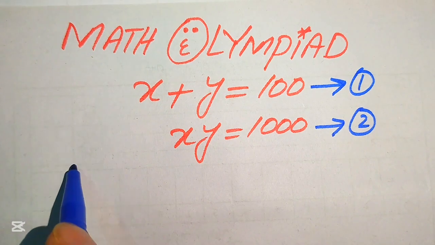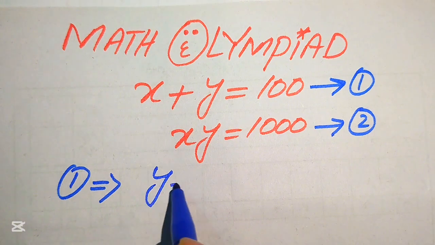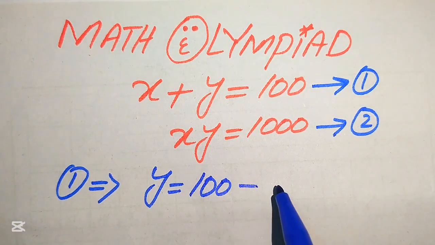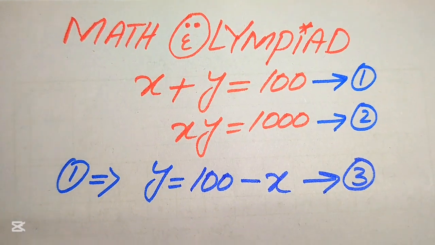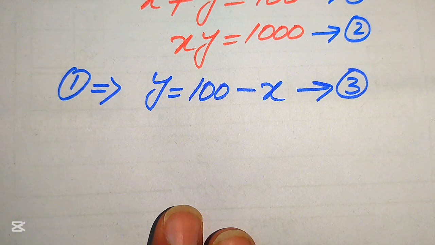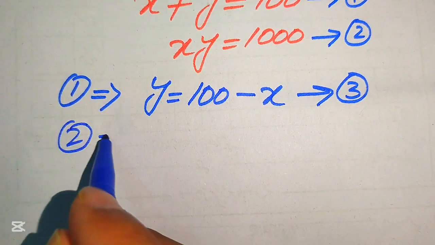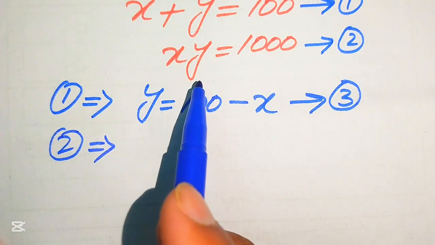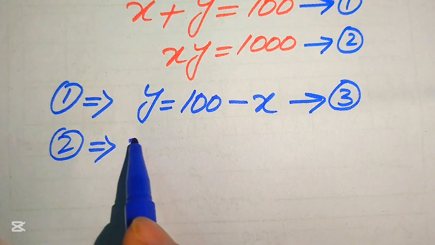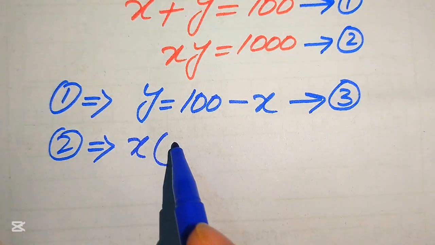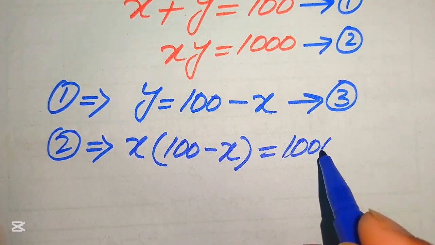Equation number 1 implies that we move this x to the right hand side and we get the value of y equals 100 minus x, and we call this our equation number 3. In the next step, we need to substitute this value of y in equation number 2, so equation number 2 implies x times y, and we substitute y equals 100 minus x, which equals 1000.